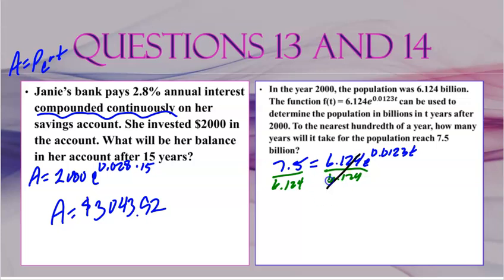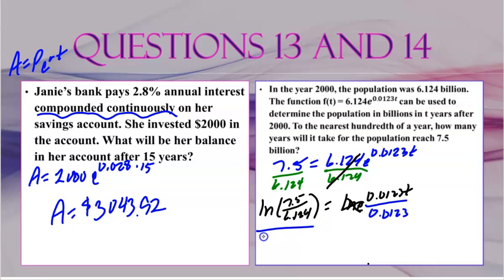So if I have the exponential by itself, to get rid of base e, I have to do the natural log of both sides. So that would be the natural log of 7.5 divided by 6.124 equals the natural log of e to the 0.0123t. Now the natural log and e undo each other. Now I can get the t by itself by dividing by 0.0123. Divide that on the left side. And we can solve for t to the nearest hundredth.